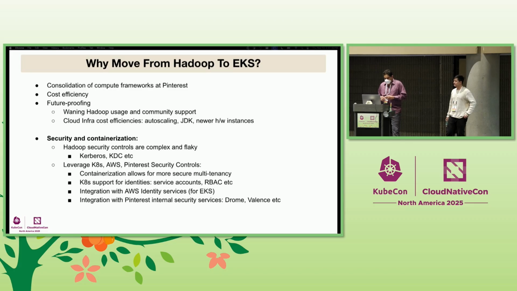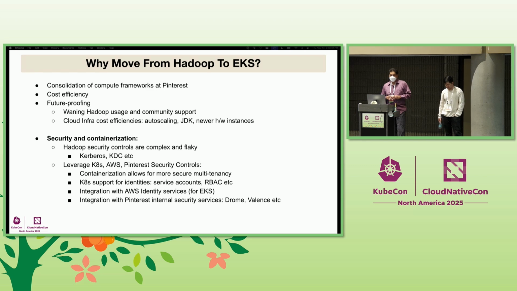And we really wanted to leverage all the security controls that come with Kubernetes. Also, AWS has built-in services into EKS that we wanted to leverage. For example, identity services. And then finally, we have built Pinterest infrastructure internally. There are internal services for providing security that we wanted to leverage.